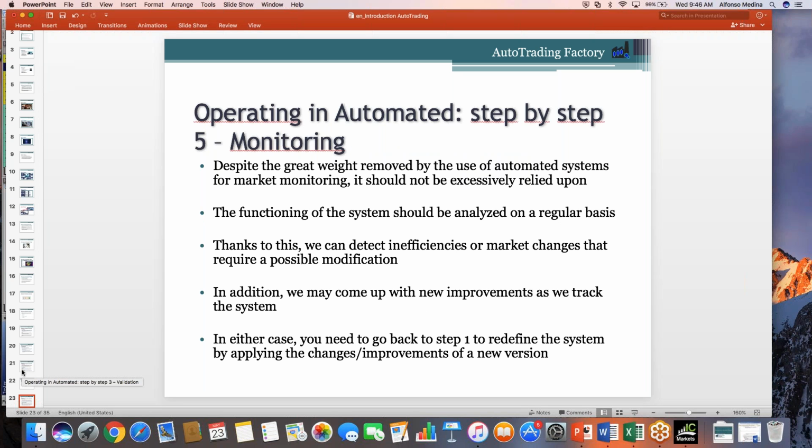So the final step is monitoring your trading system. Despite the great weight removed, we recommend that it should not be excessively relied upon. The function of the system should always be analyzed on a regular basis. You have to come back and try to detect inefficiencies because of market changes maybe, and try to make new improvements as you track the system. And in either case, you would have to always go back to step one by applying the changes.